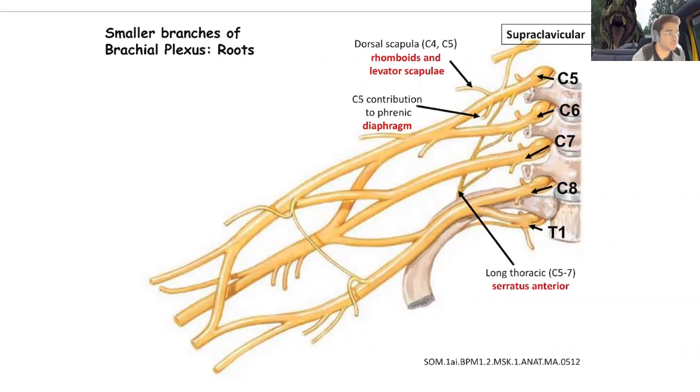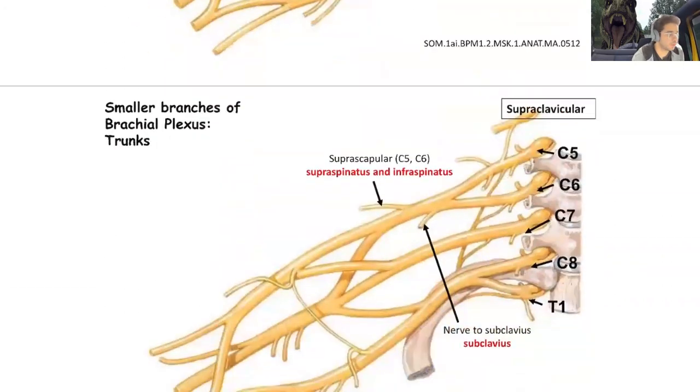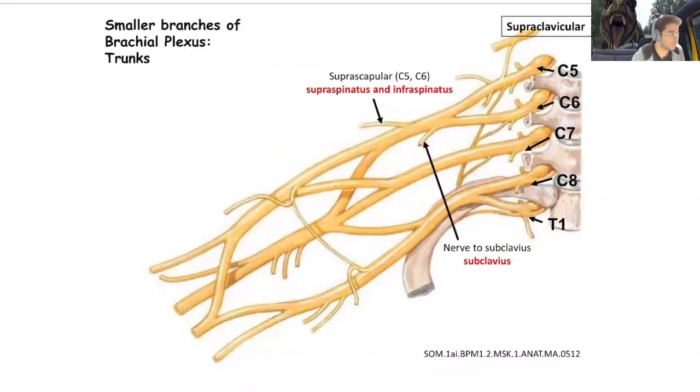Obviously, if you have issues even more proximal with the serratus anterior, guess what? The winged scapular test is going to be positive here as well if you have root level damage. Now, let's look at a couple of other branching points, supraspinatus and infraspinatus. It's based off of your suprascapular nerve. And then there's also the subclavius.